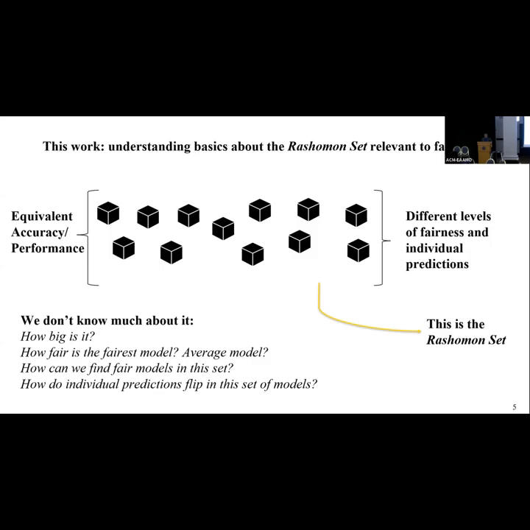Namely, in this paper, we ask questions like, how big is the Rashomon set? How fair is the fairest model? What does an average model look like? How do we search for these fair models in this set? And how do individual predictions flip across models in this set? We also explore their policy implications, but I'll not be discussing this in today's presentation.